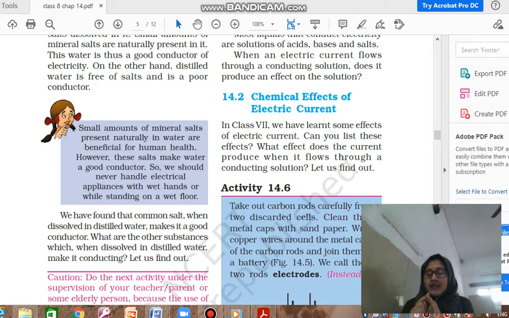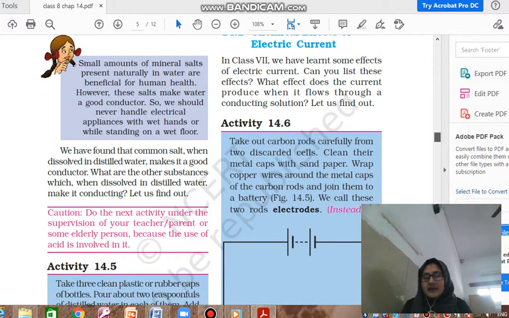Whenever electricity passes through a wire, it gets heated up and becomes hot, and it may also give off light. The second effect was the magnetic effect: whenever electric current passes through any wire and a magnetic needle is kept beside it, it will show a deflection. That is the magnetic effect, and you can also make an electromagnet using that phenomenon. Now we will study the chemical effect.